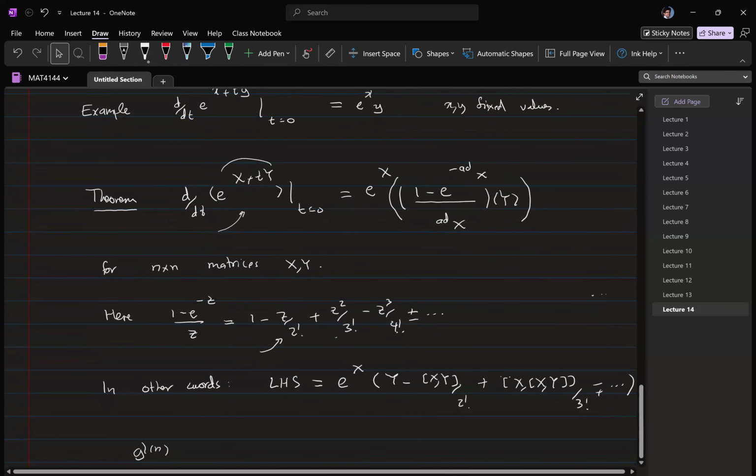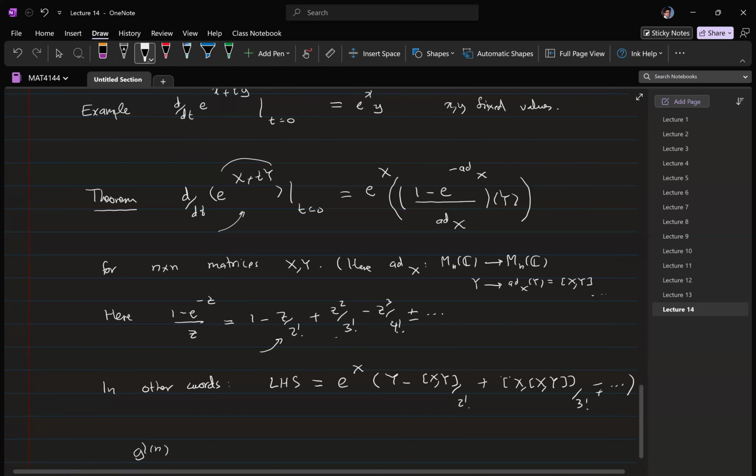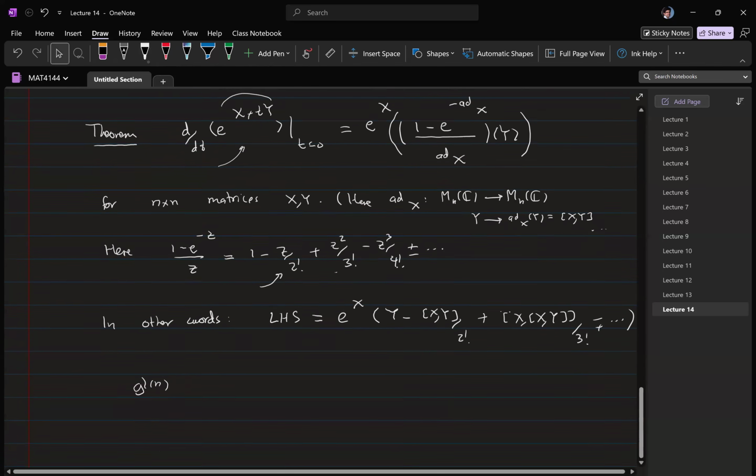So here, ad x goes from M_n(C) to M_n(C). It takes any y to ad x y. Okay, all right, maybe this bit was not clear. Now, hopefully it's more transparent what I'm saying.